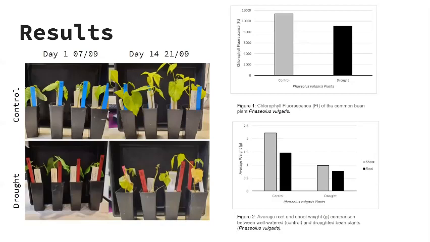On the right is the data collected from the samples. Chlorophyll fluorescence, which is an indicator of photosynthetic energy in the leaves, was higher in the control group than the drought group. Shoot and root weight was also measured to indicate which parts were prioritized in the sample groups. As seen in the graph, the drought sample had a lesser weight of both parts compared to the control sample group. The ratio of shoot weight to root weight was also shifted.